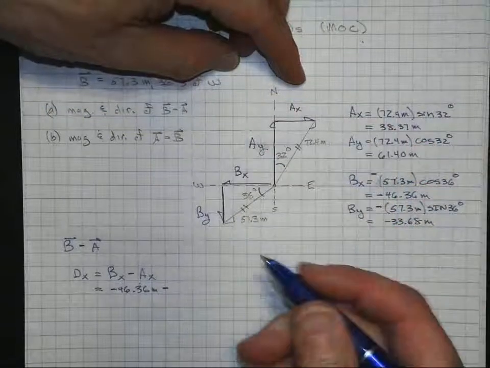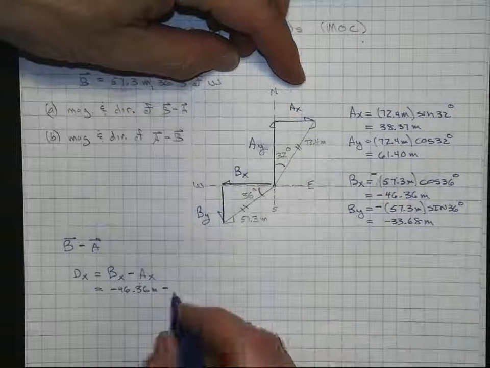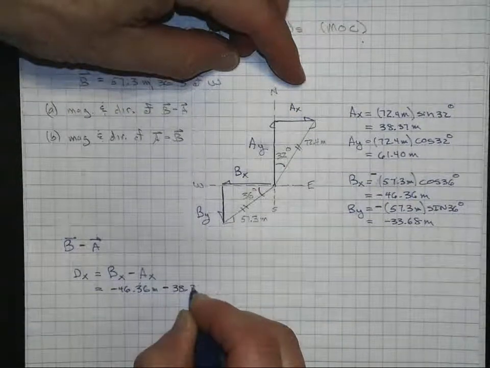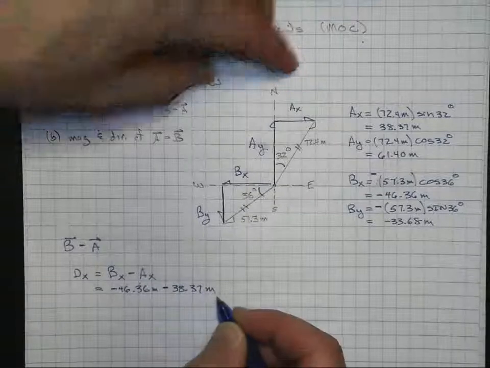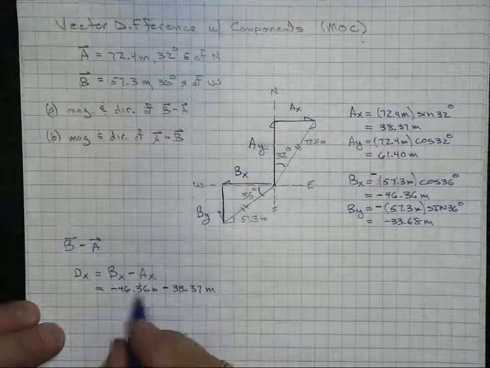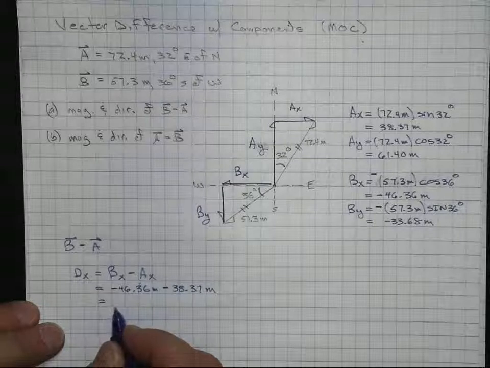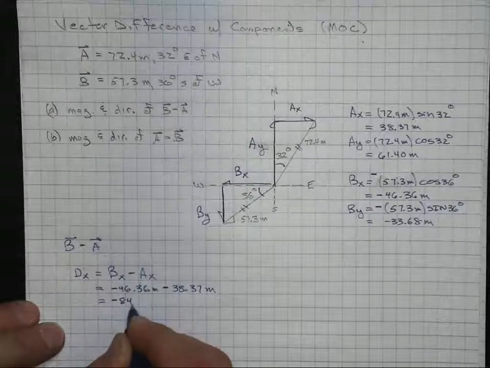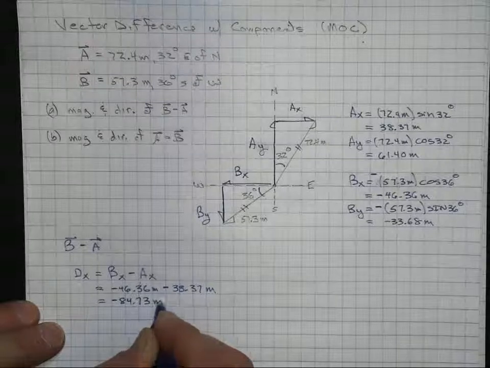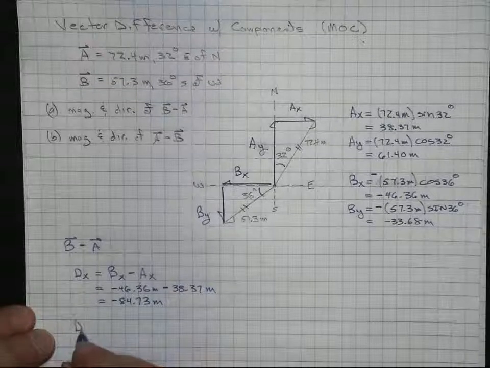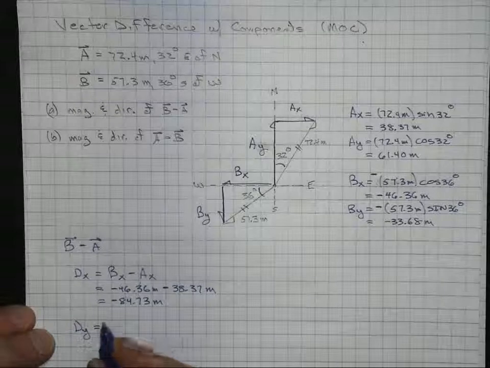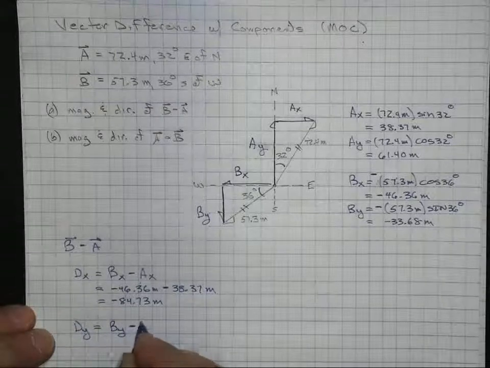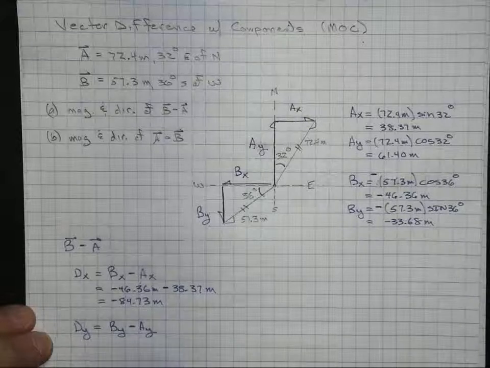If we think about it, in terms of how it looks graphically, this will be minus 38.37 meters. And when we subtract these two, add their negatives, however you want to say it, we get dx equals minus 84.73 meters. The y part of the difference, dy, will be the y part of B minus the y part of A. So it's By minus Ay.